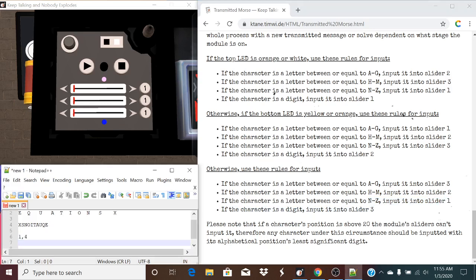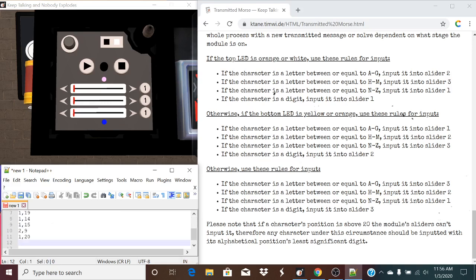Sierra. That's in slider 1, so that's going to be 19. November is in slider 1, that's going to be 14. Oscar is in slider 1, that's going to be 15. And finally, India is going to be within slider 2, going to be 9. Tango is going to be slider 1, it's going to be 20.